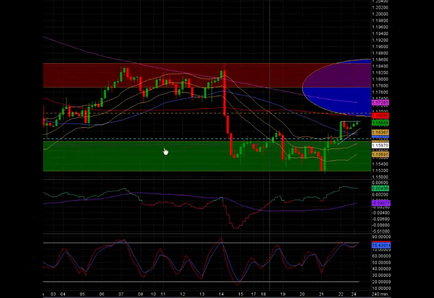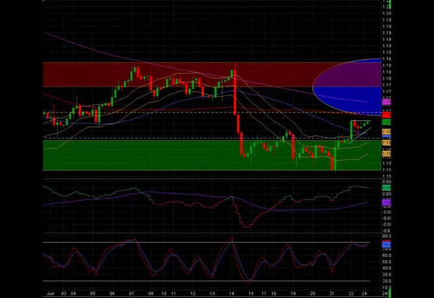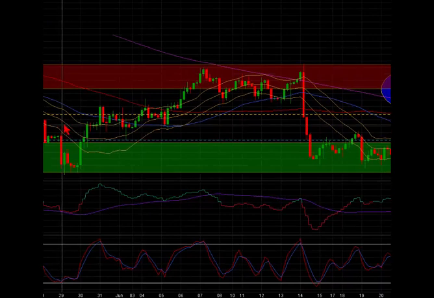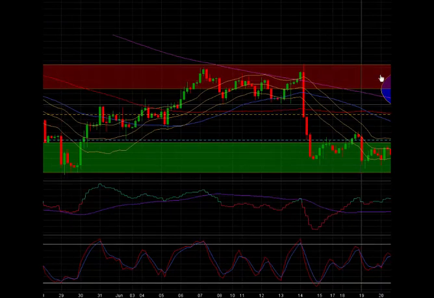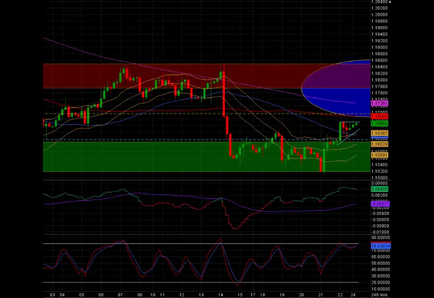Okay, so of course this is a support zone that I have marked off down here, this green area. And if I move the camera a bit to the left, you'll see the low right there that was made right back here on May 29th. So we have this huge double bottom. A little hard to get everything on the camera here at the moment, but you get the idea.